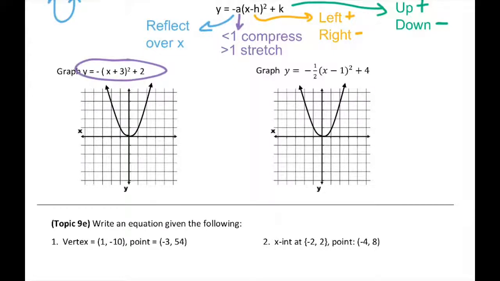So 3 transformations. We've got a reflection because there's a negative. We're moving left 3 because of that x plus 3, and up 2 because of the plus 2. So our new vertex is going to be left 3 and up 2 from that original parent function. So here it is. Now it's reflected, so it's going to be facing downward, but the steepness hasn't changed.